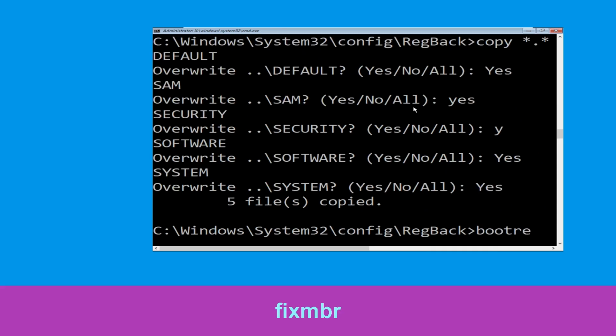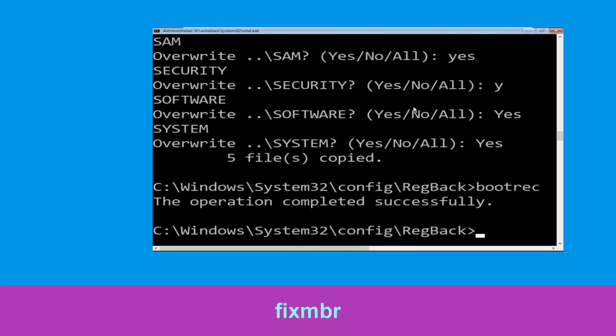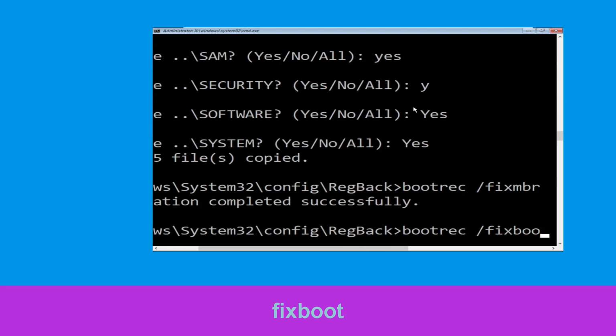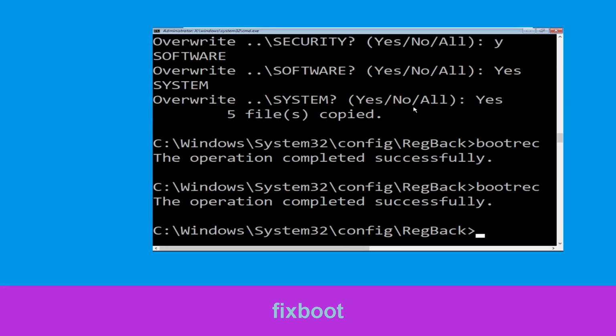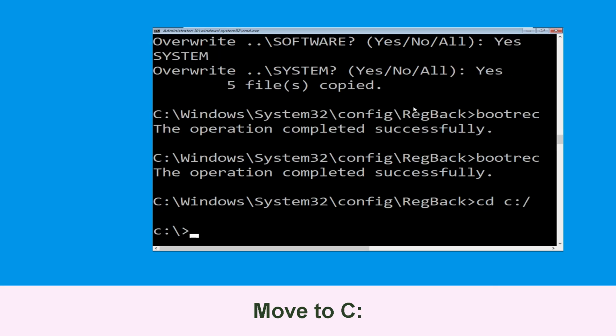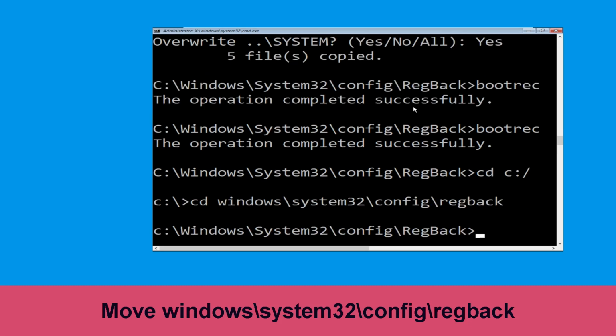Now type bootrec /fixmbr and simply hit enter. Now execute this command. Type in bootrec /fixboot and hit enter. Now execute this command: cd c:\. Now execute this command. Type cd windows\system32\config\regback. Then simply hit enter to execute this command.